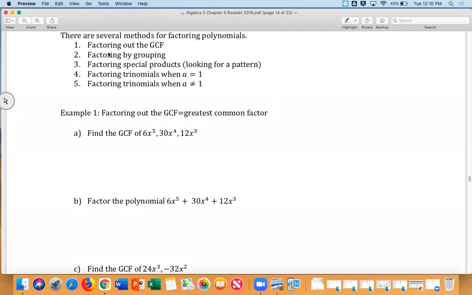Up here, there are several methods for factoring polynomials: factoring out the GCF, factoring by grouping, factoring special products, looking for factors, factoring trinomials when a equals 1, and factoring trinomials when a does not equal 1. The stuff back here is where you just have to see it. Up here, like 2 and 3, there are patterns to it. But we're starting out today with GCF.